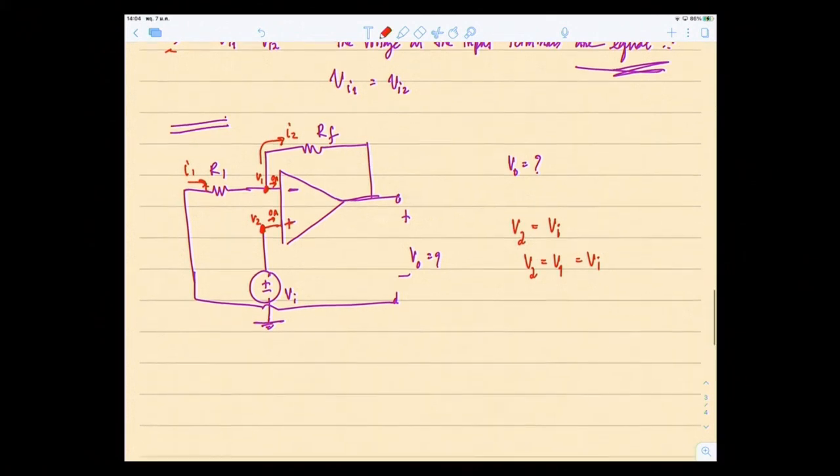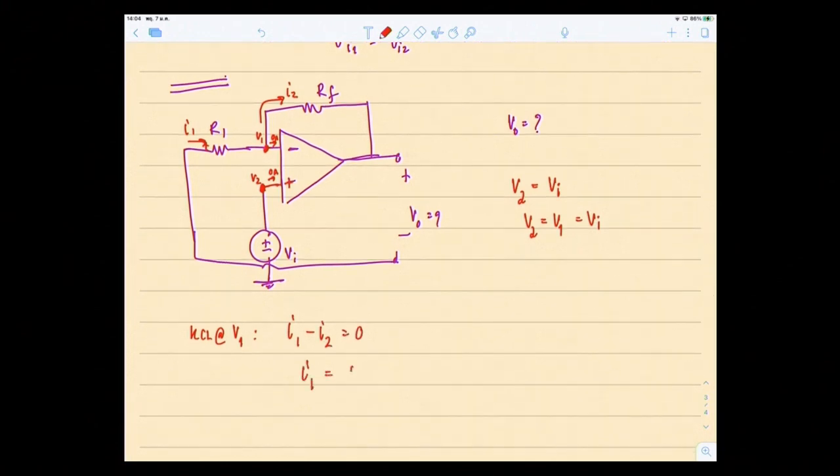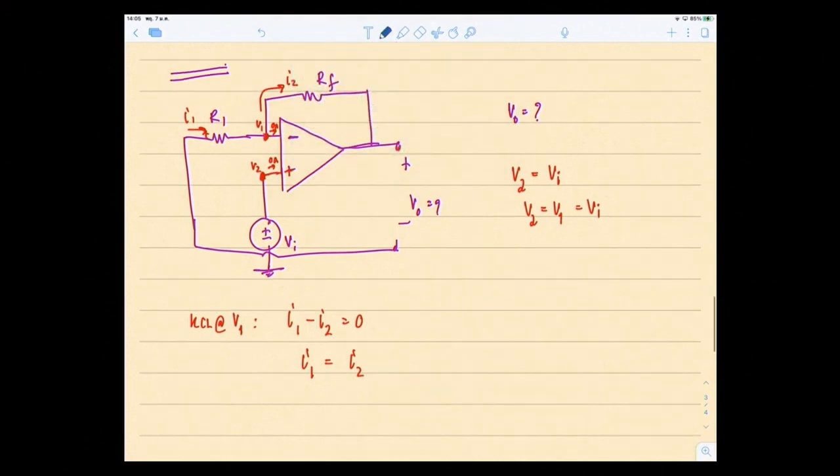So at KCL, I'm going to write KCL at point V1. I1 is going into V1, I2 is leaving, so I1 minus I2 equals 0. Or is it I1 equal to I2? Now we're going to find the voltage. Actually, this is Vout, this is V1. So I'm going to change this as if I'm using nodal analysis. Well, I1 would be equal to what?